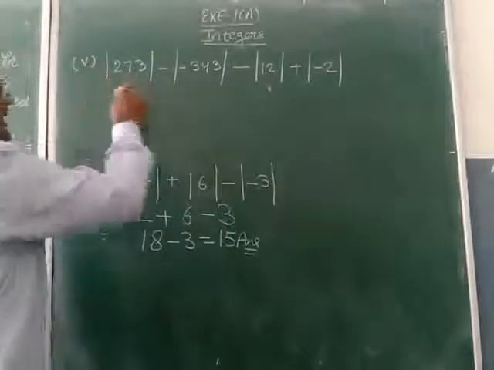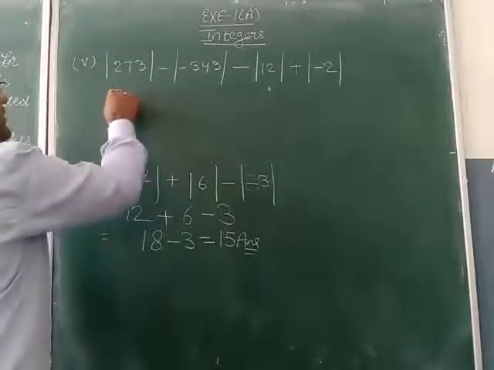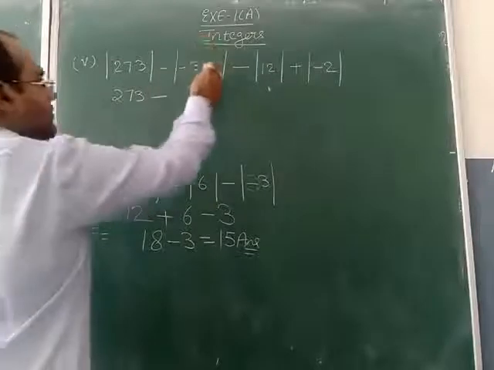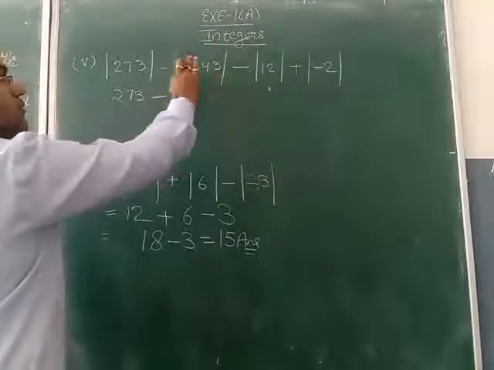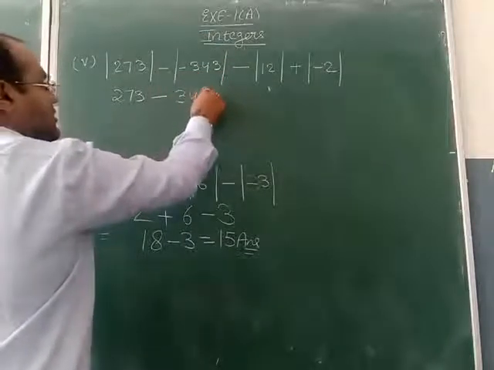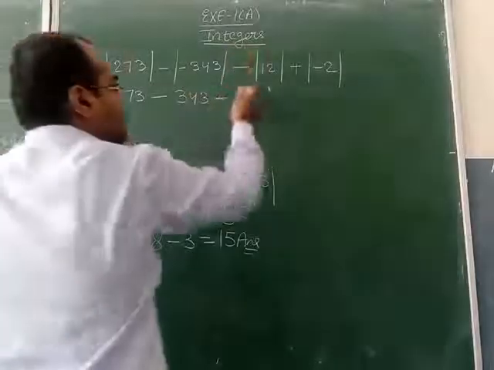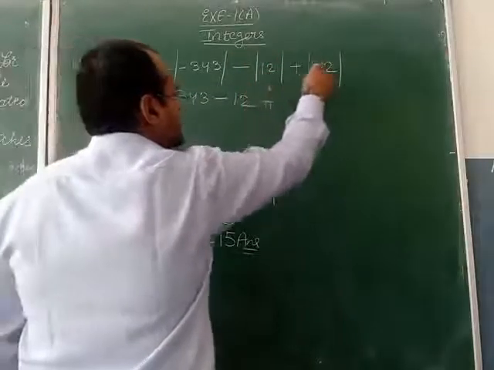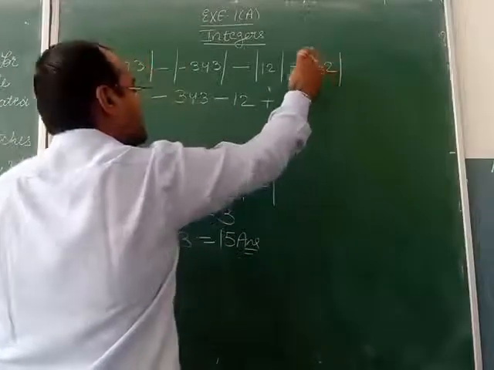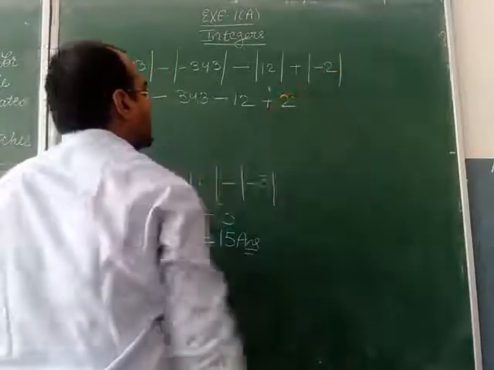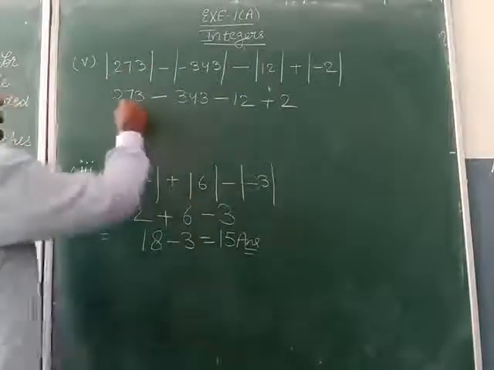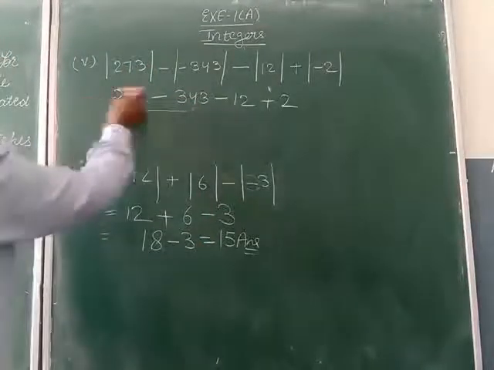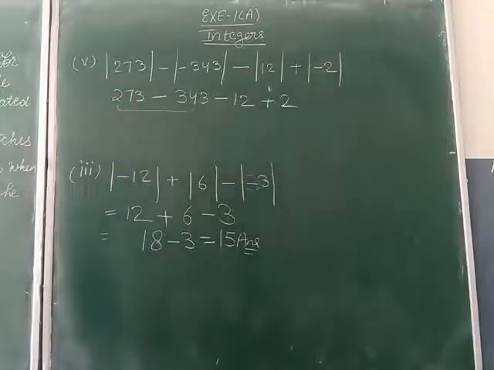The absolute signs we will remove. Answer will be 273 minus. Absolute when we remove, this minus will also get removed. Answer will be 343 minus, absolute we will remove, answer will be 12 plus, absolute we will remove, minus also will get removed, answer will be 2. Now these two numbers we have to solve. One has a plus sign, another has a minus sign. So plus and minus is minus.